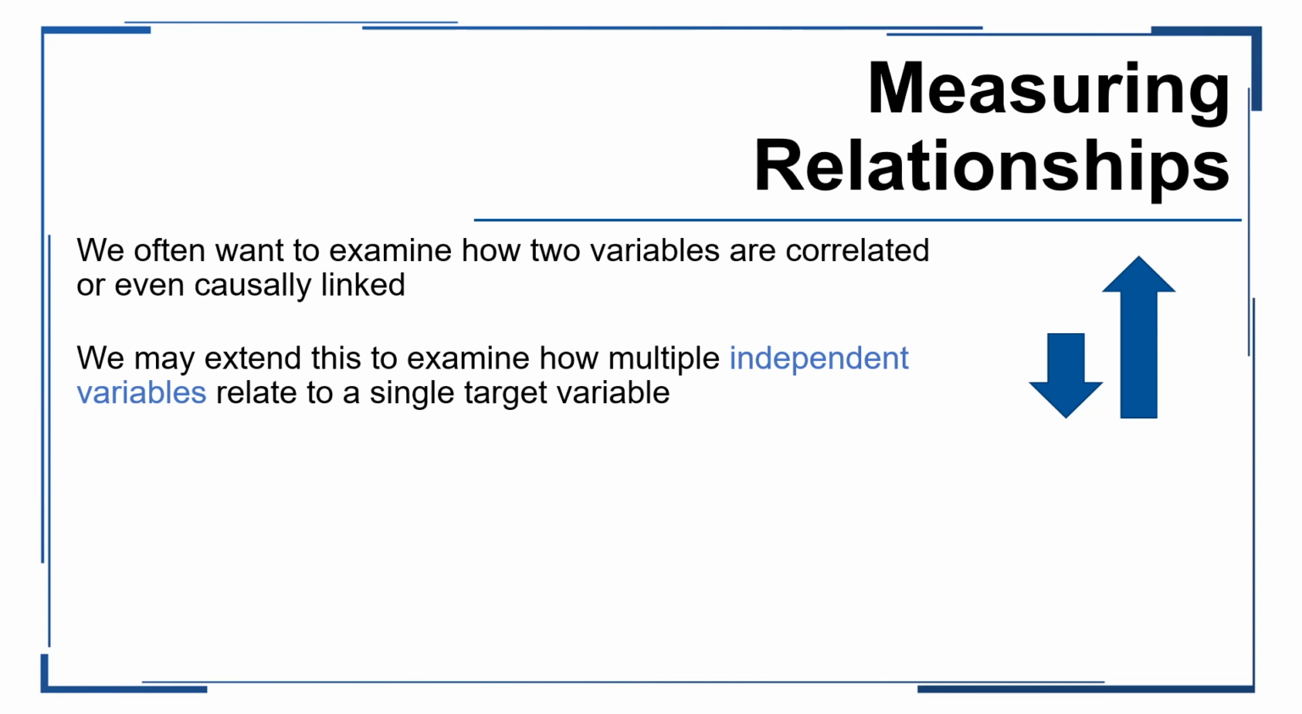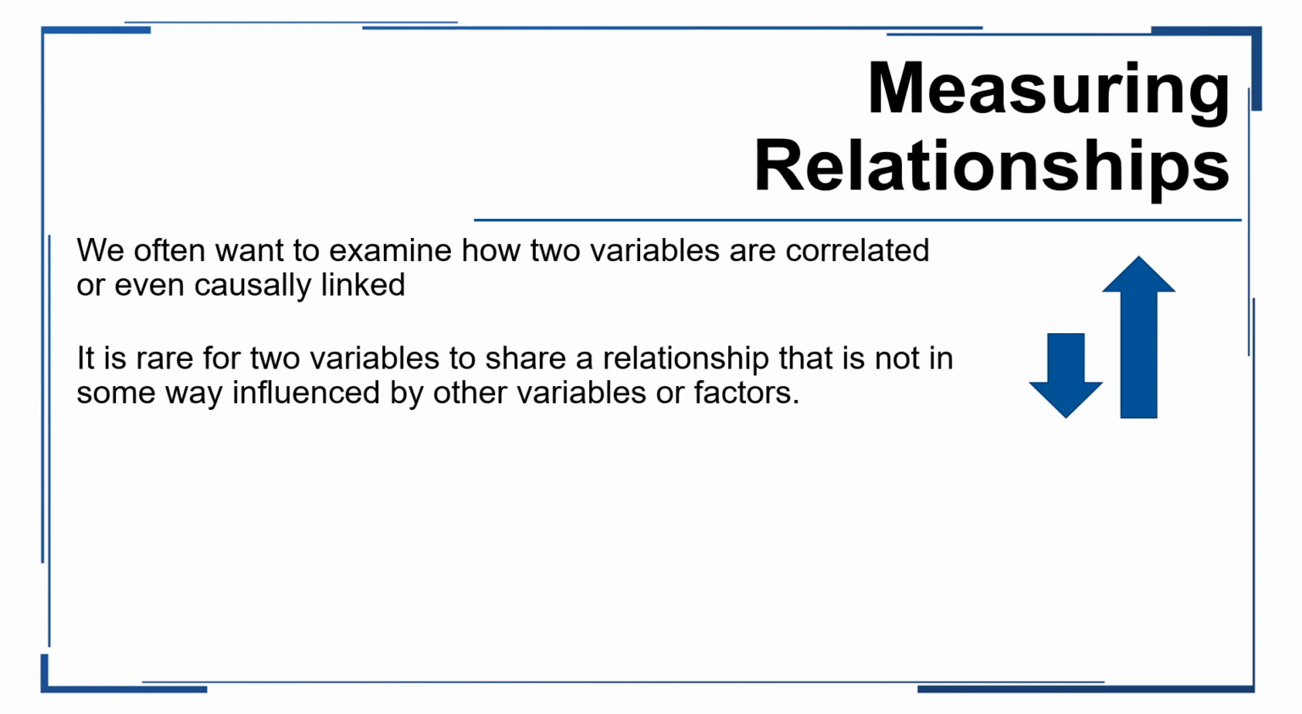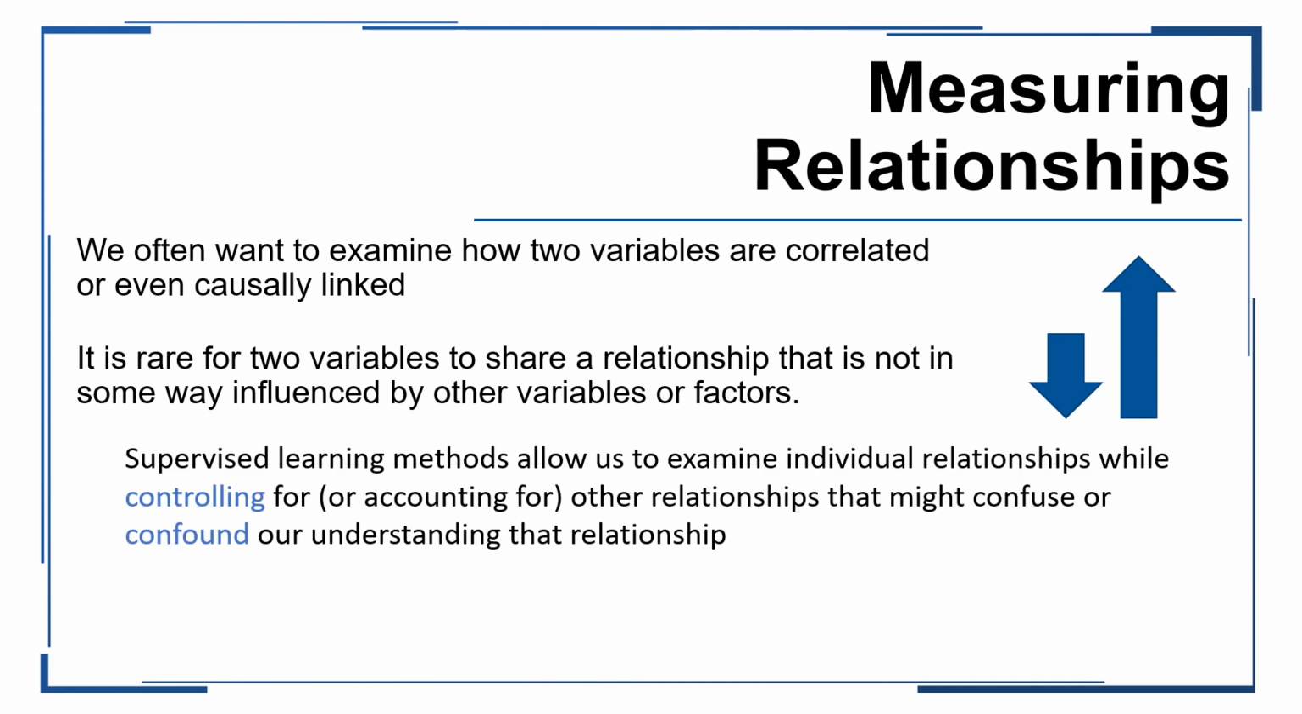But as described earlier, we do typically want to examine how multiple variables relate to a single target. In practice, especially within educational data, it is quite rare for two variables to share a relationship that is truly independent. It is much more commonly the case that variables are influenced by others in a myriad of ways. Supervised learning does allow us to examine individual relationships while controlling for other confounding variables that might otherwise introduce noise and confuse our understanding of that relationship.